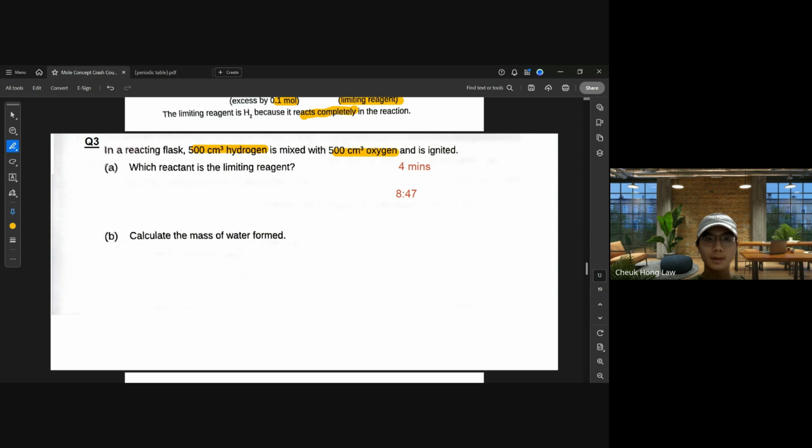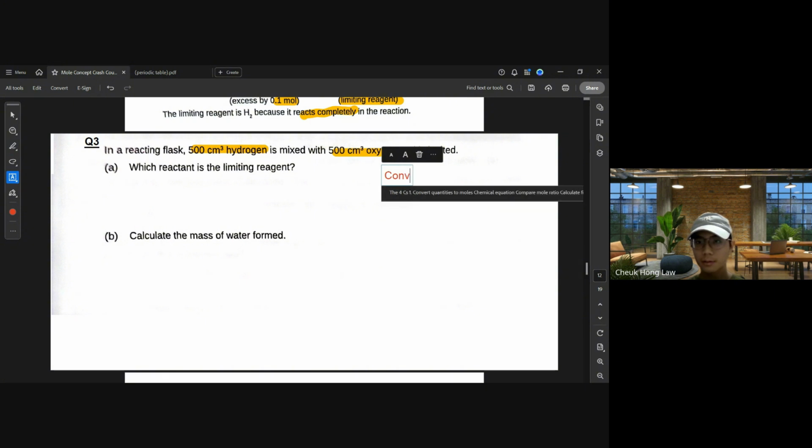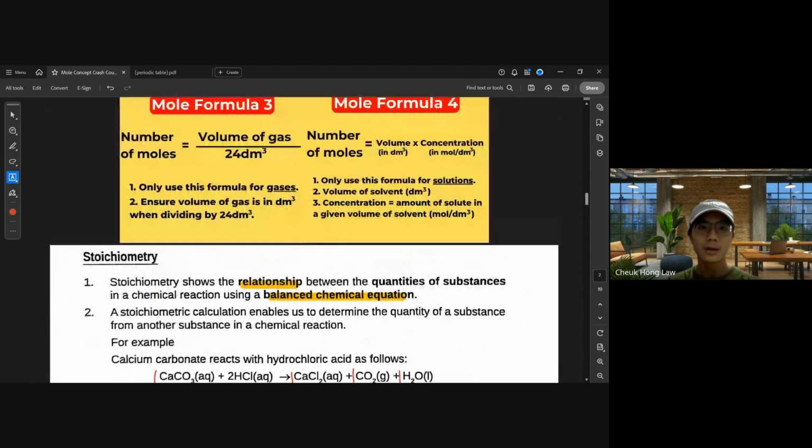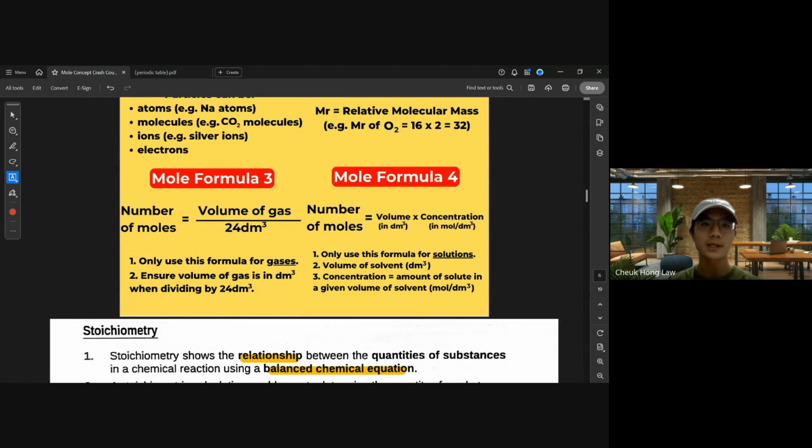So which reactant is the limiting reagent? Remember the first step: convert quantities into moles. So I'm going to convert all the quantities into moles. These are volumes of gases, so I can use mole formula 3. Mole formula 3 is number of moles equals volume of gas divided by 24 dm cube.